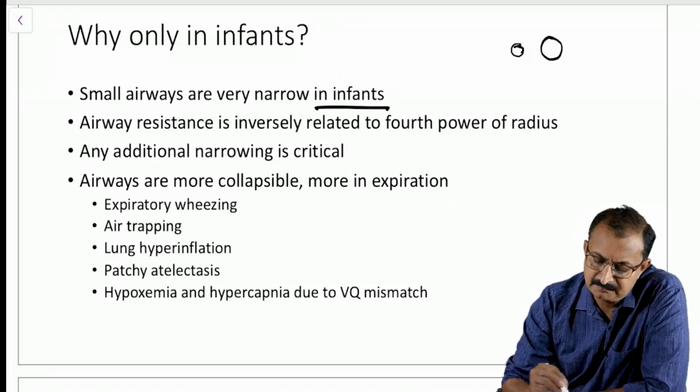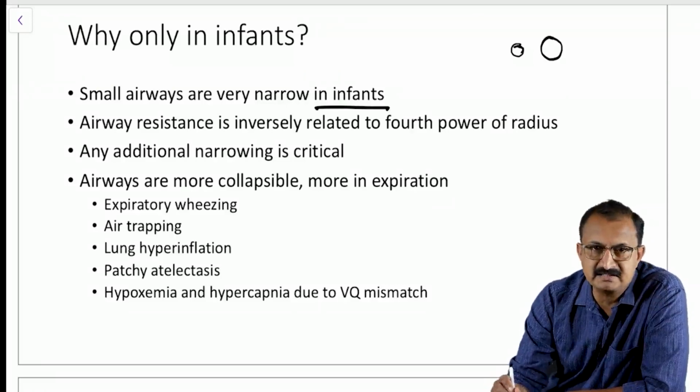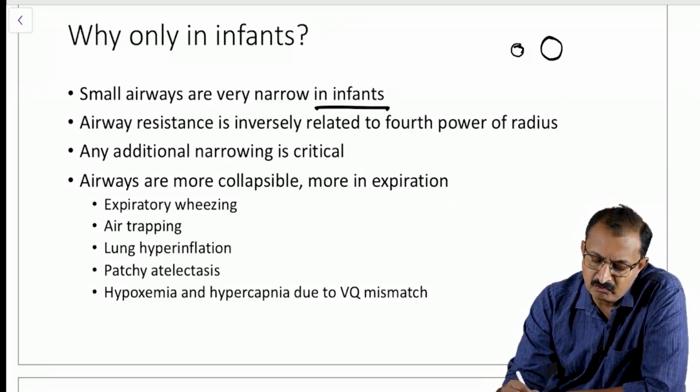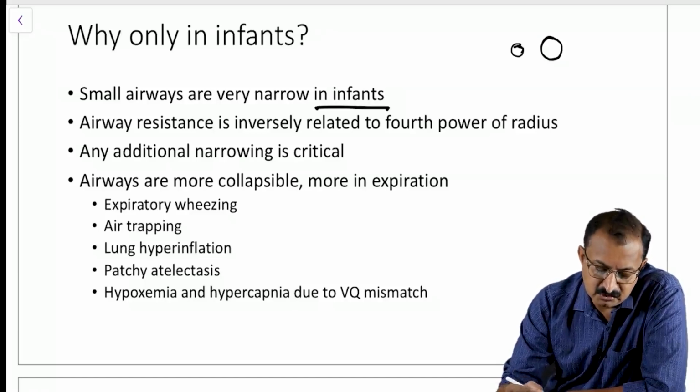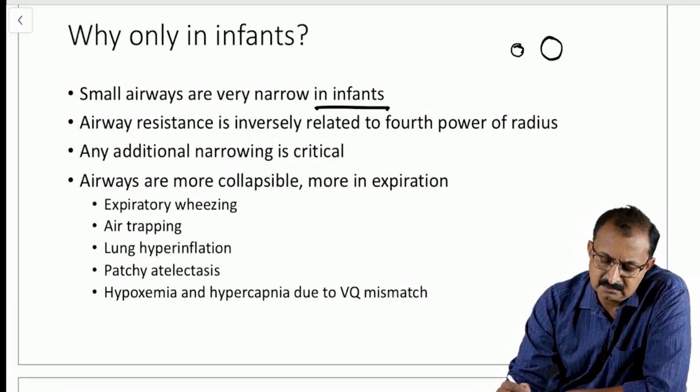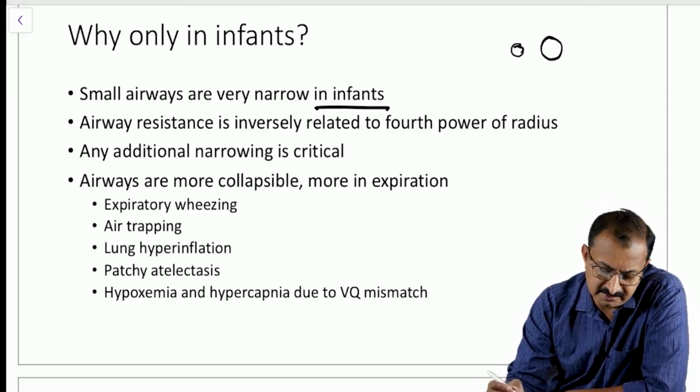may be this much. So you know, the airway resistance is inversely related to the fourth power of the radius. So if the radius is reduced by a small margin, the resistance increases to a significant extent. So even otherwise in infants the small airway resistance is high, and a small decrease in the radius of the airways because of this inflammation or mucus or debris increases the airway resistance markedly.